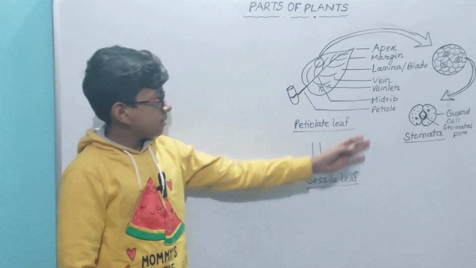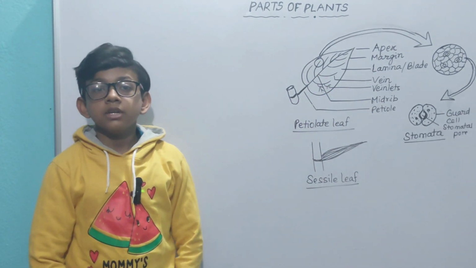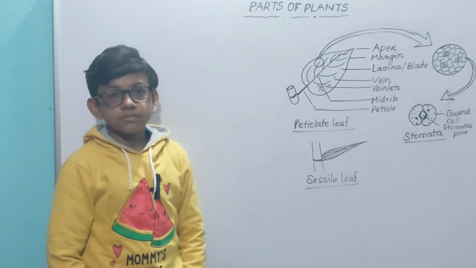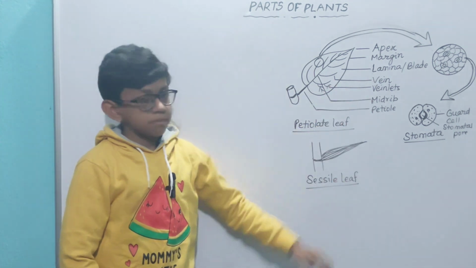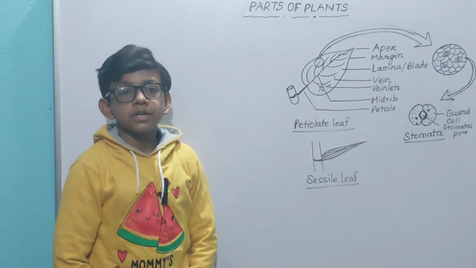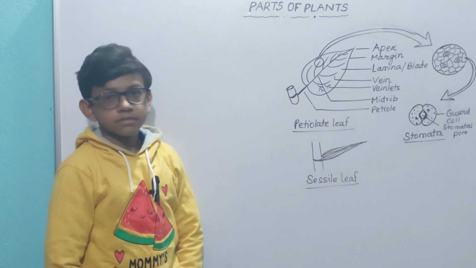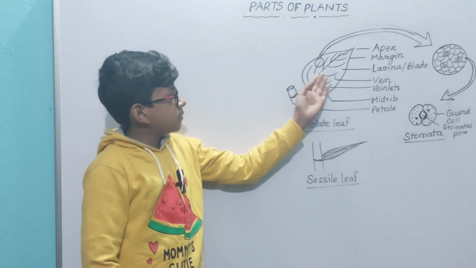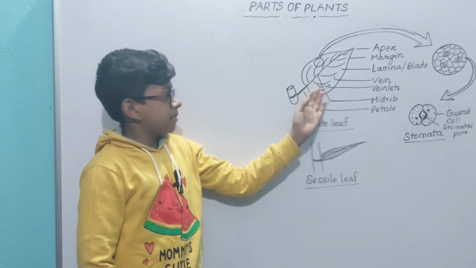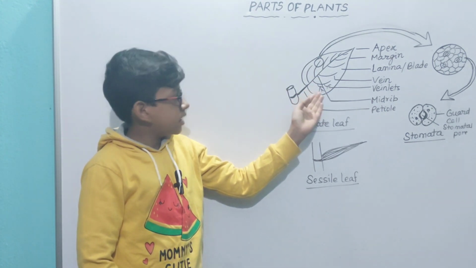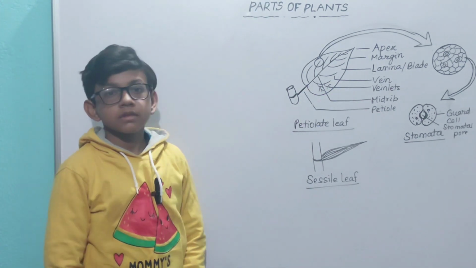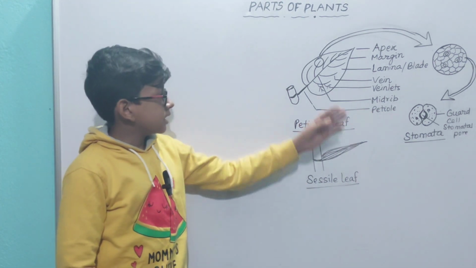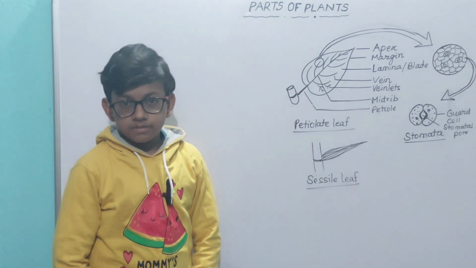Now, petiole. Petiole is a small stalk by which leaf is attached to stem. Midrib. Midrib is the extension of petiole in lamina. Veins. Branches arising from midrib are known as veins, and branches arising from veins are known as veinlets. Veins and veinlets form a network in lamina called venation.